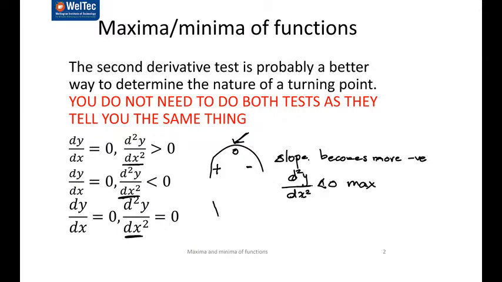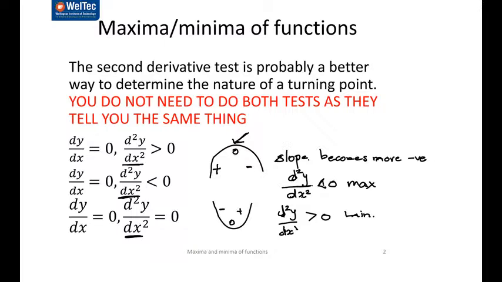If we have this shape, the slope is becoming more positive. So in this case, for the same reasons as the first one, the second derivative indicates that the slope is becoming more positive. And if the slope is becoming more positive, then we have a minimum.